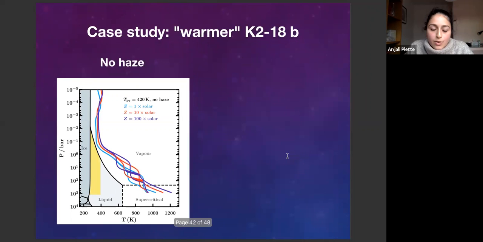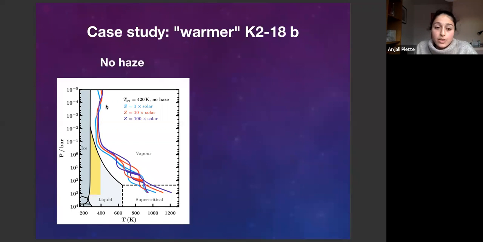So that was for our case study of K218b, but you might be asking, well, that's very nicely in the habitable zone. What if you have something that's a little bit hotter? So we also considered a case that looks exactly like K218b, but about 100 Kelvin hotter, just to see what those conditions would look like.